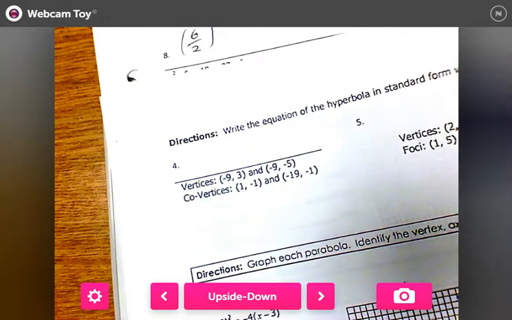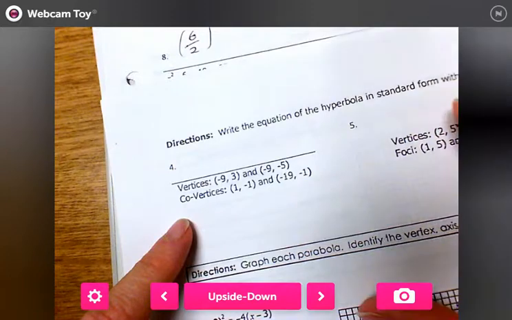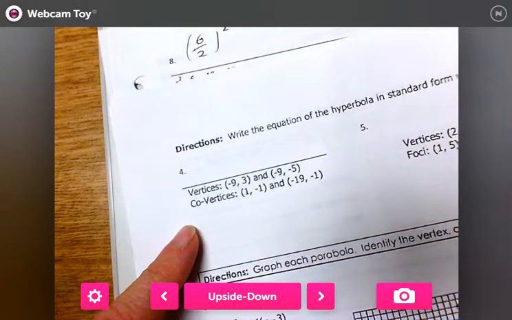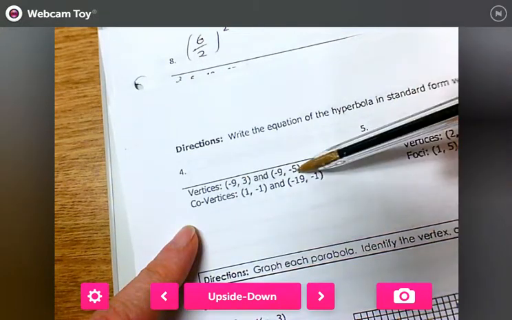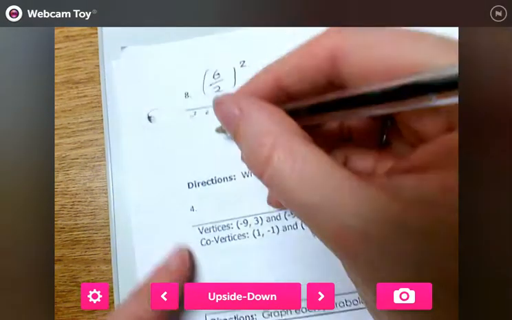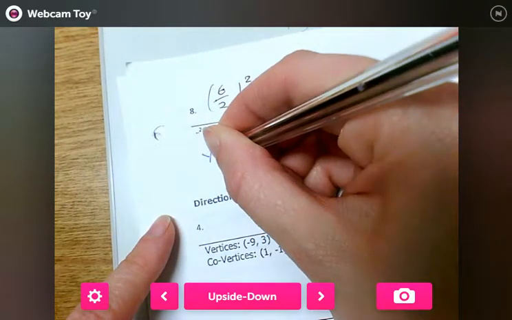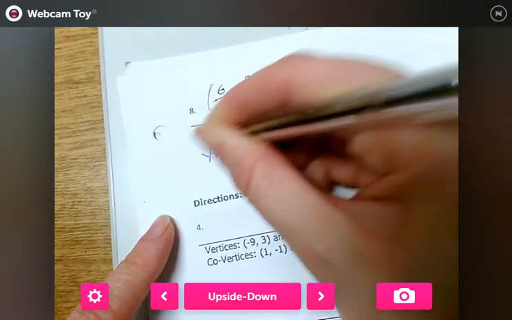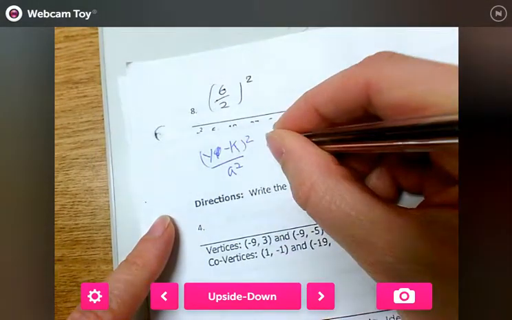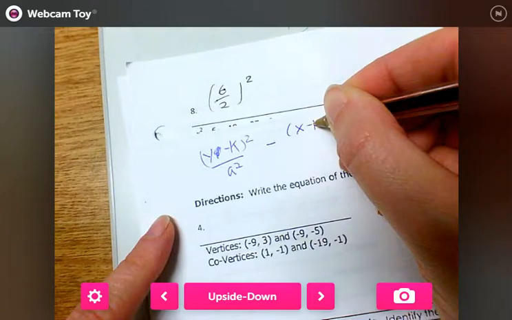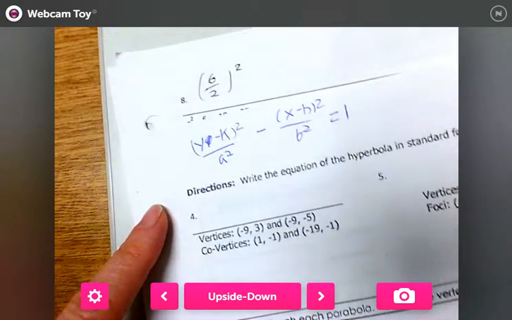Number 4. We are looking right here at the vertices and co-vertices, and we need to put it in standard form. The vertices, the x doesn't change, the y does. So we can decide that it's vertical, which gives me y minus k squared over a squared minus x minus h squared over b squared equals 1. So I know what I'm looking for.